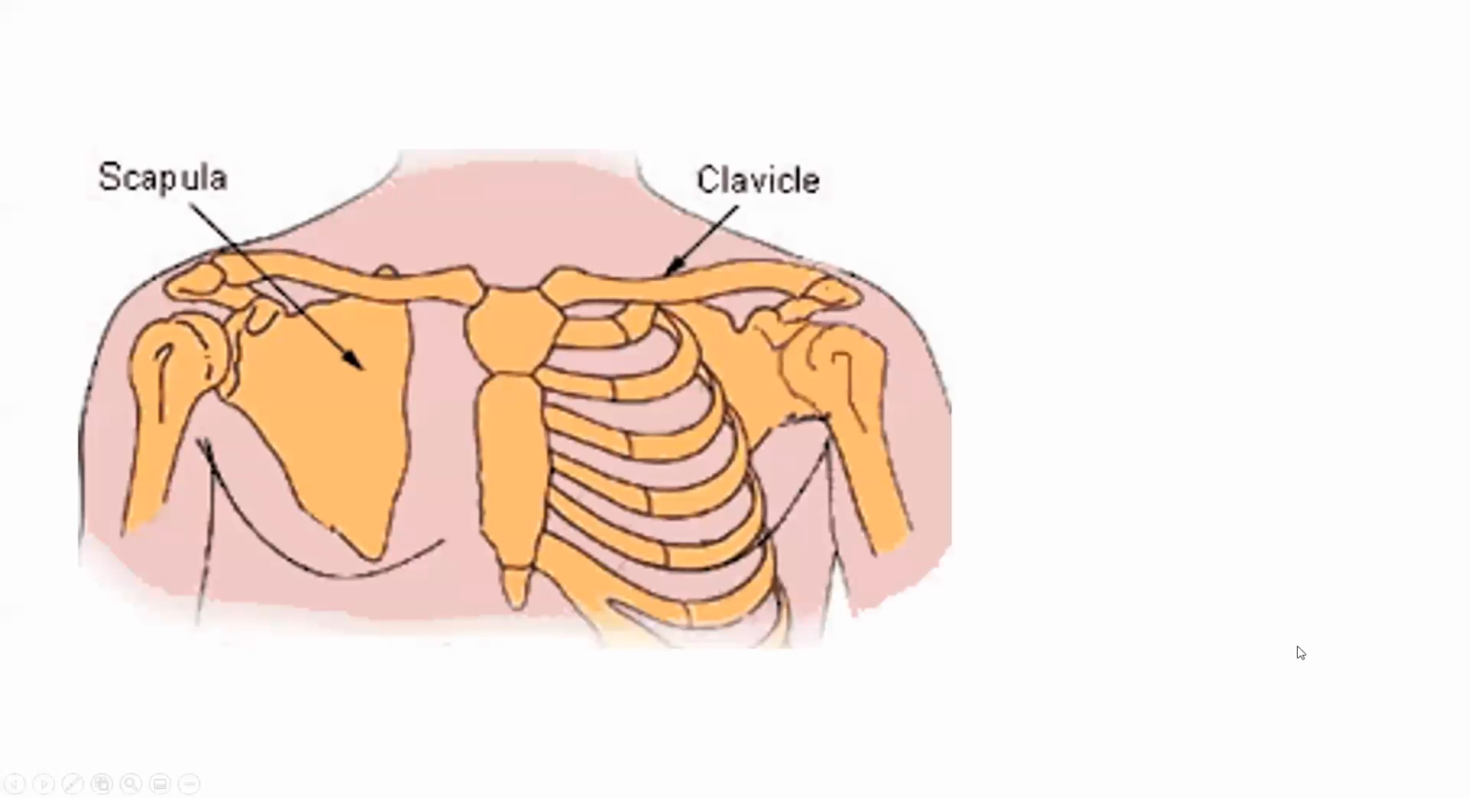So the shoulder girdle is made up of the scapula and the clavicle, so the shoulder blade and the collarbone. You can see the scapula here from an anterior view on the left and a posterior view on the right. The scapula is posterior to the thorax, or the rib cage. The scapula is attached to the rest of the thorax through the clavicle.